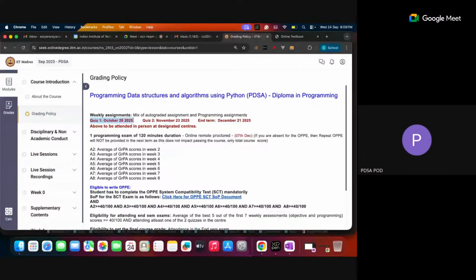So what is the portion of the syllabus? Quiz 1 is up to week 1 to week 4 syllabus. Whatever the contents are in week 1 to week 4, that content is there for quiz 1. But in quiz 2, there is content from week 1 to week 8, but more focus on week 5 to week 8.